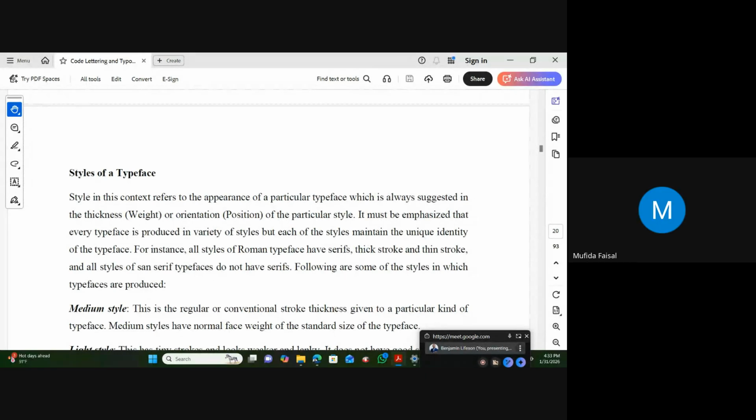Styles of a typeface. Style in this context refers to the appearance of a particular typeface, which is always suggested in the thickness, weight, or orientation position of a particular style. It must be emphasized that every typeface is produced in a variety of styles, but each of the styles maintains the unique identity of the typeface. For instance, all styles of Roman typeface have serifs, thick strokes, and thin strokes, and all styles of sans serif typeface do not have serifs.